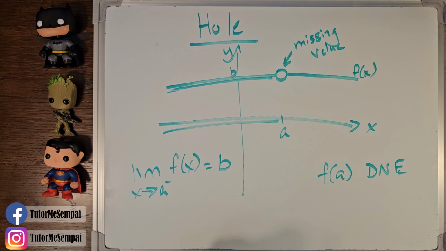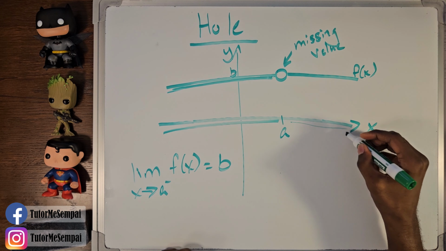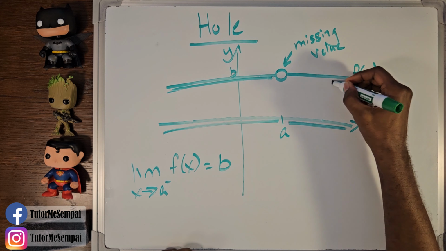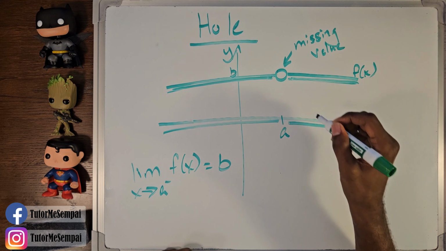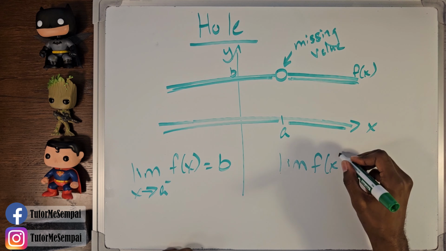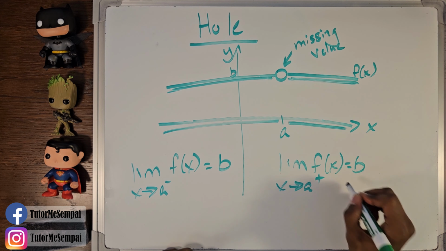Next, we do the same thing from the right. As we're approaching from the right on the x-axis towards a, we're going to be approaching from the right our function value to b. And you see that it also equals b. It's going to equal b as x approaches a from the right.